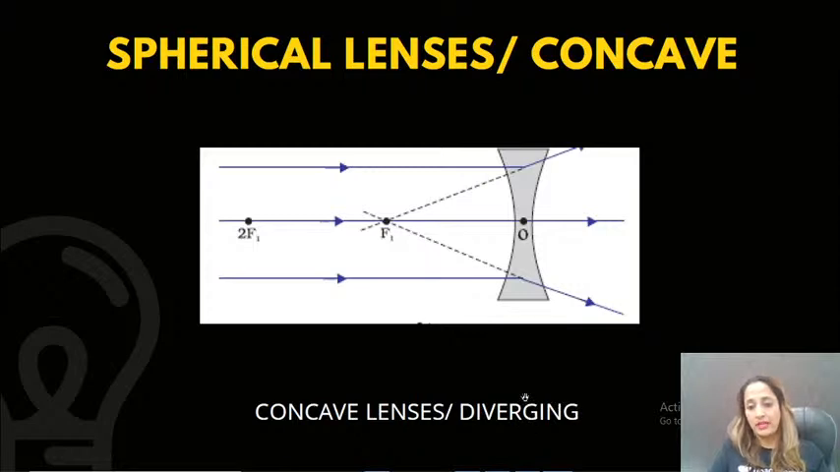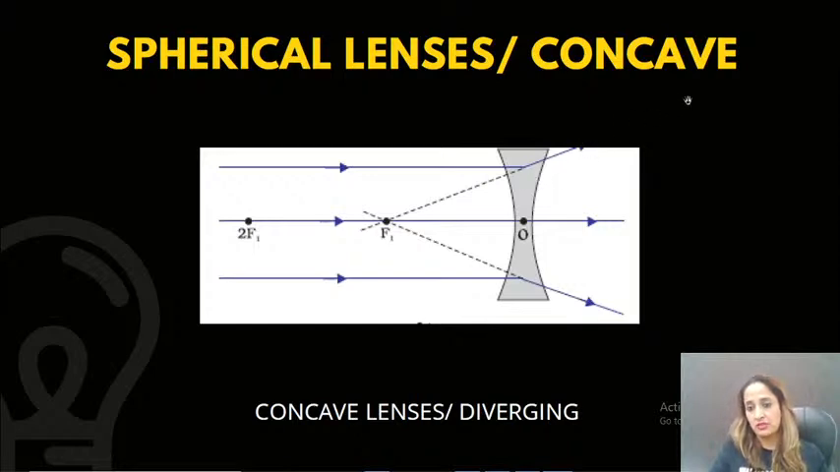Okay, why diverging? See, these are the incident rays. These blue arrows in the direction of the lens are the incident rays. Okay, and after they hit the lens, they get refracted, and when they get refracted, they change their direction and they are moving away from each other.